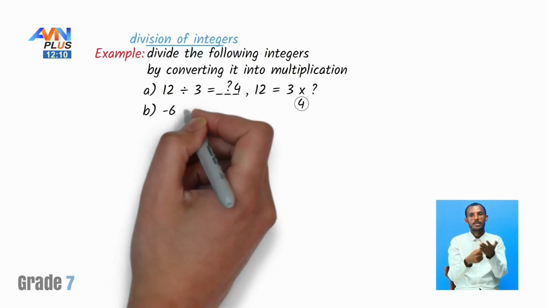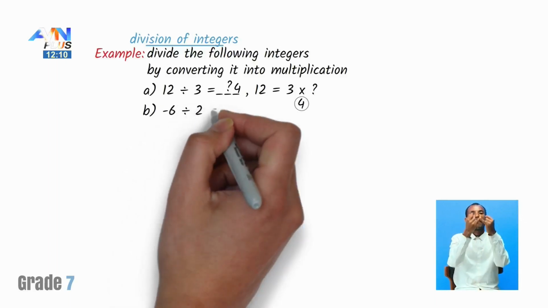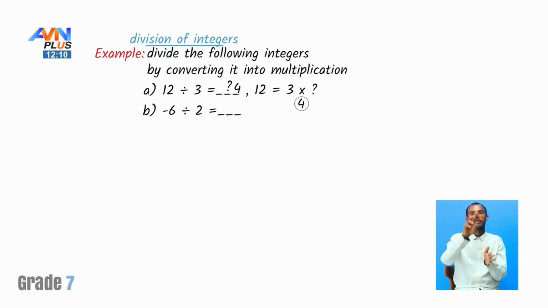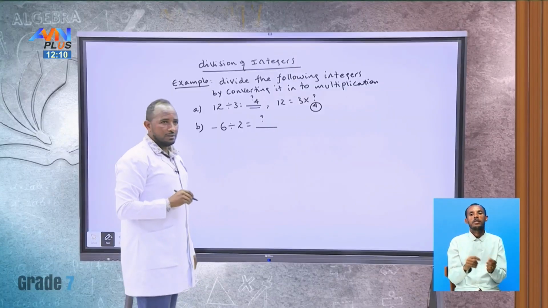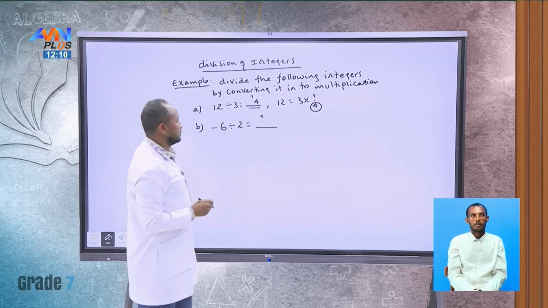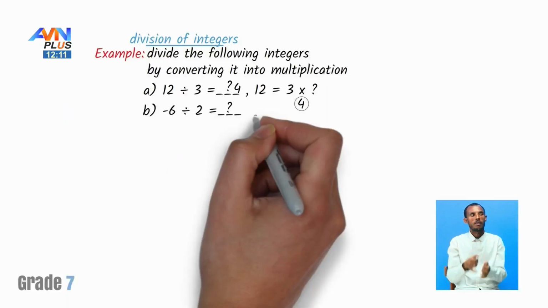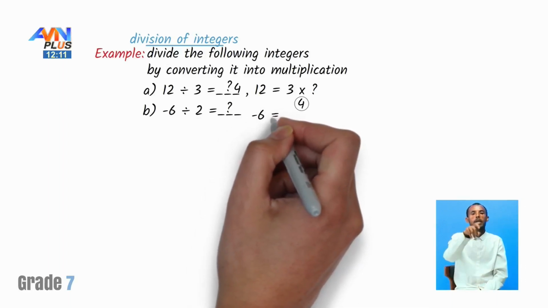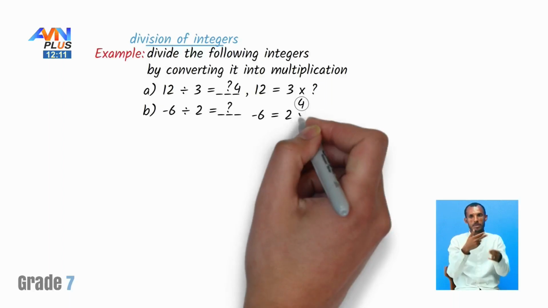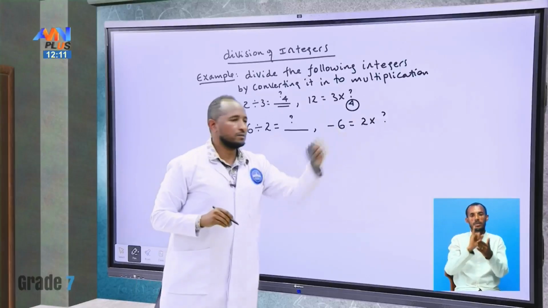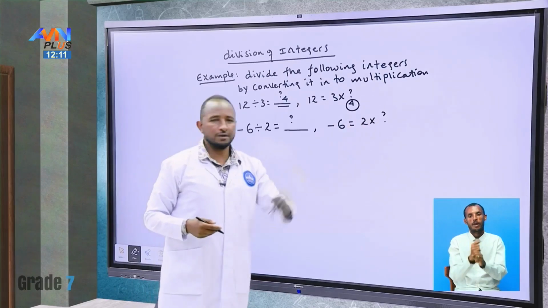Let's try this one. Negative 6 divided by 2 gives us what? Let's try to find this answer by converting this into product. Okay, let's convert it. This means negative 6 must be equal to 2 times the quotient. So what will be this? Let's try to find the number here.